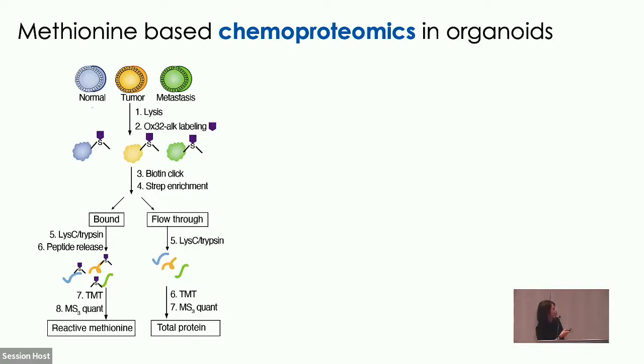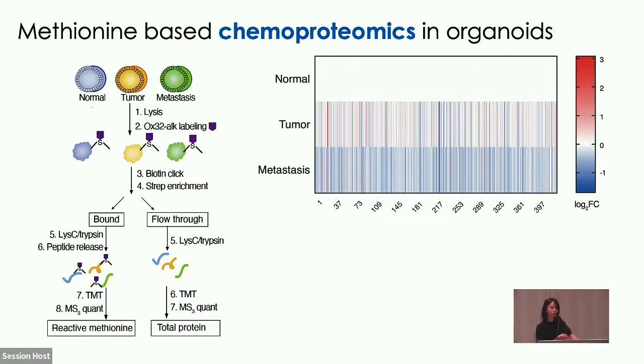We used this probe to characterize our full panel of normal, tumor, and metastasis organoids. The question in this experiment is, what are the proteins that undergo differences in methionine oxidation throughout the progression of normal, tumor, and metastasis? And importantly, in this experiment, we characterize not only the reactive methionine proteome, but also the total proteome in order to adjust for protein expression differences. Here's what the results look like.